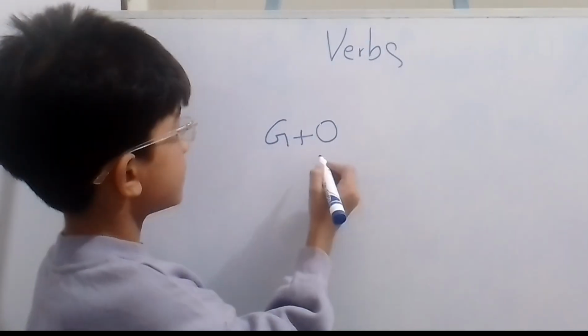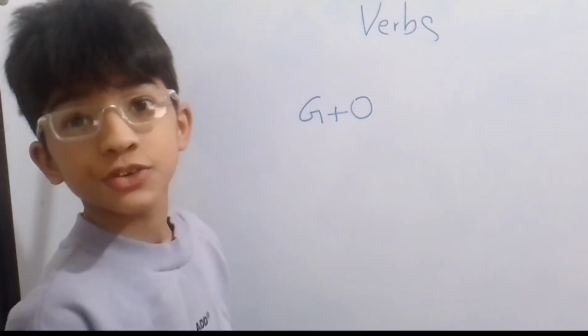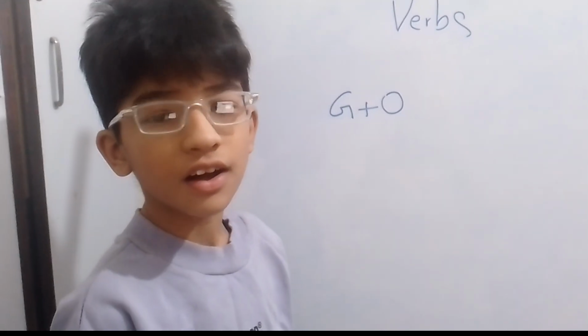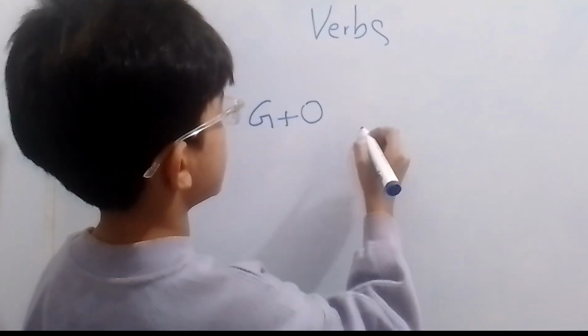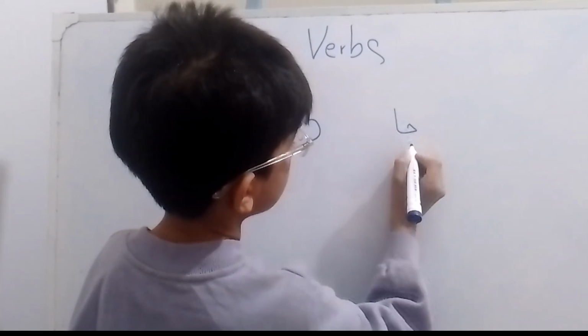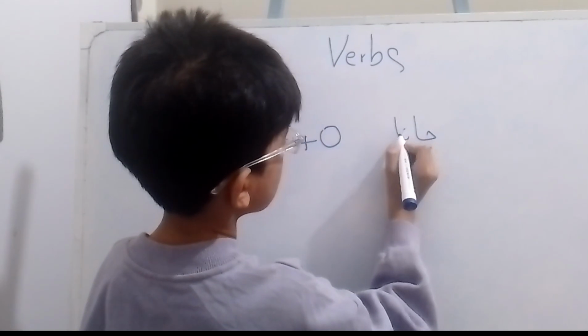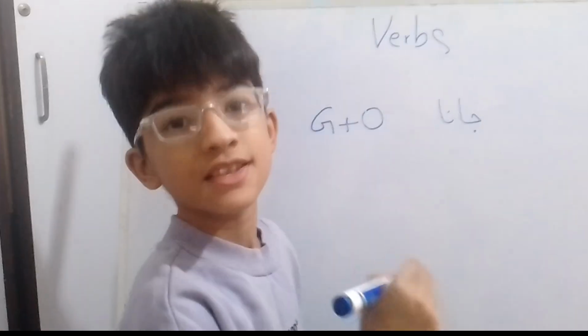G plus O is equal to go. G O, go. Go means jana.